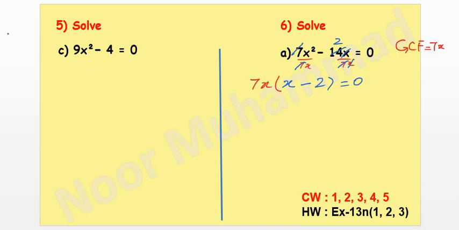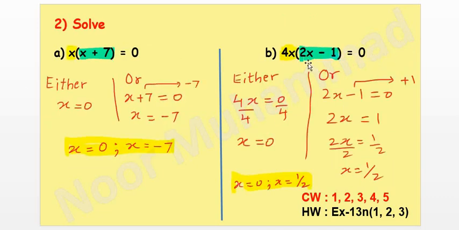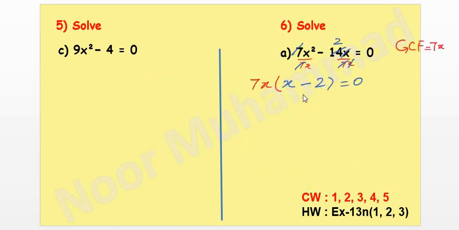So this question is exactly like the question that we did a few questions ago, right? So if you pull out the GCF, we are getting two factors, and now it's very easy to get the value of x from this bracket, right?